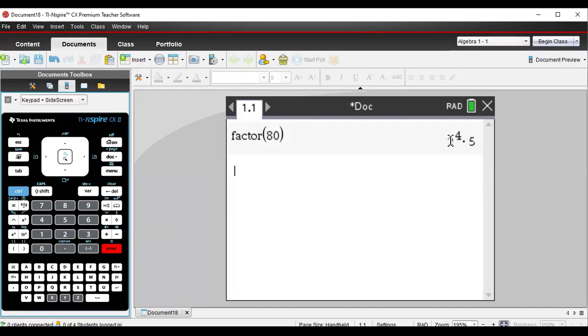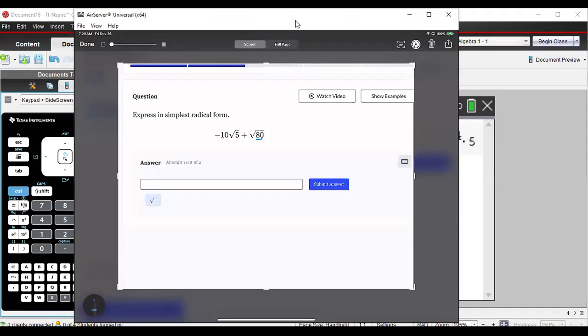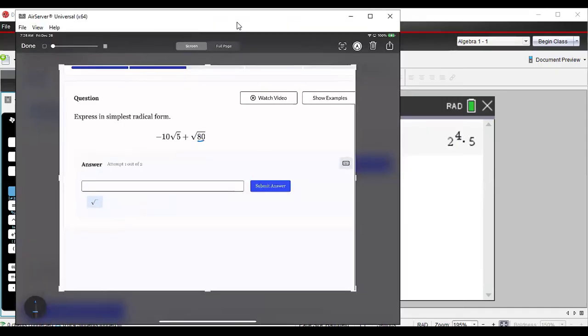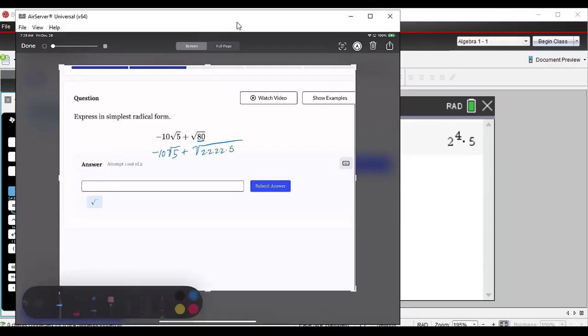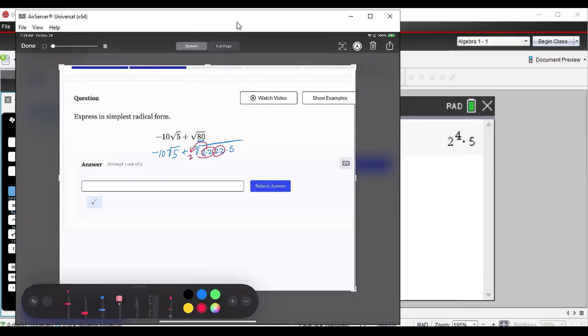So that means this part, let's go back and let me show you. All right, so I'm going to rewrite. We have -10 times the square root of 5 plus, I'm going to rewrite this as 2 times 2 times 2 times 2 times 5. Now remember from our previous videos, when we simplify radicals, we're looking for pairs. So that's going to be 1, 2. That's another 2. And then we're left with 5 inside. Nice.